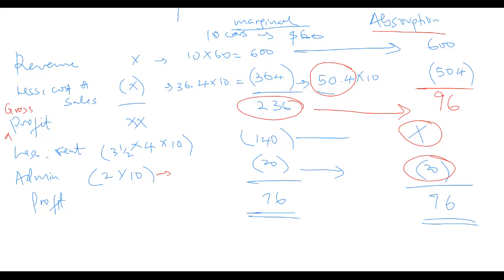Sometimes you can have a case where the net profit remains the same, 76, but that's not always the case. There will be instances where the profit under marginal costing is different from absorption costing. So it is just a coincidence that the two are equal. Depending on the method you use, the profit figures might be different. Clear?